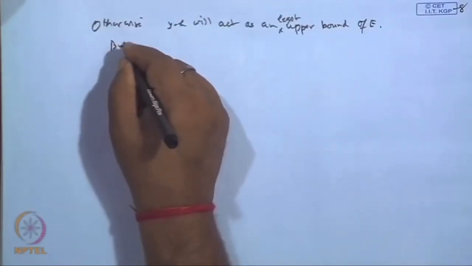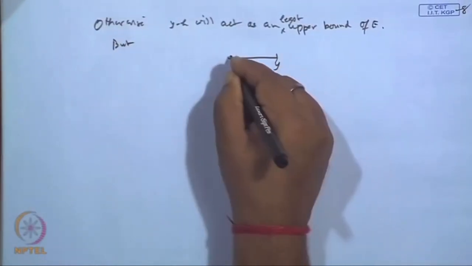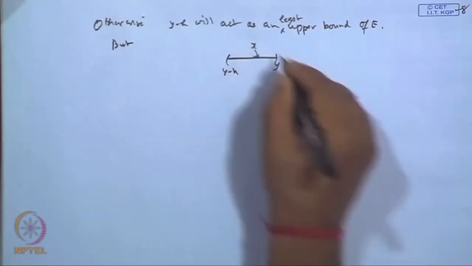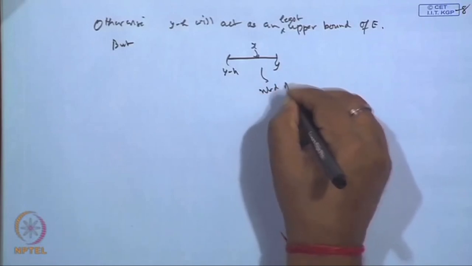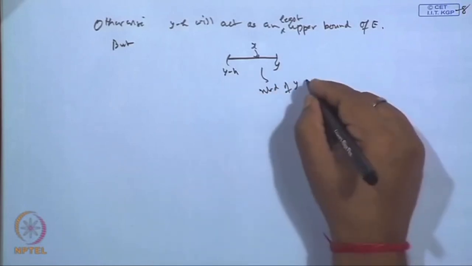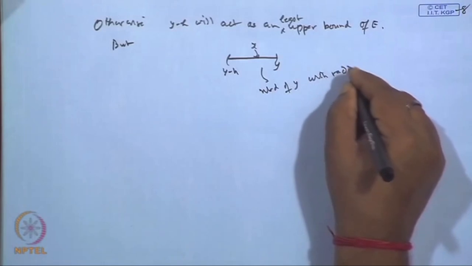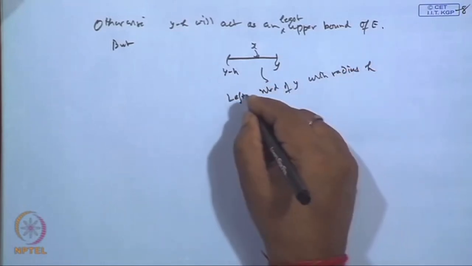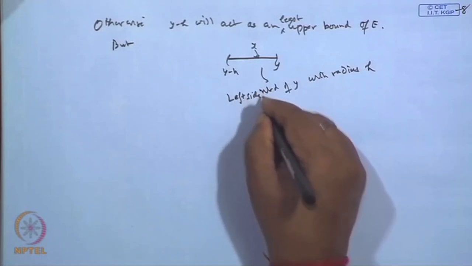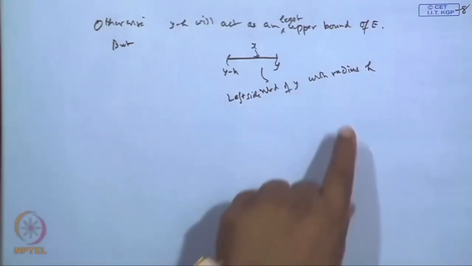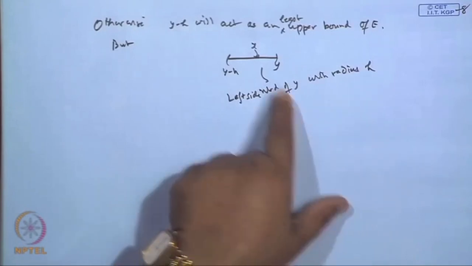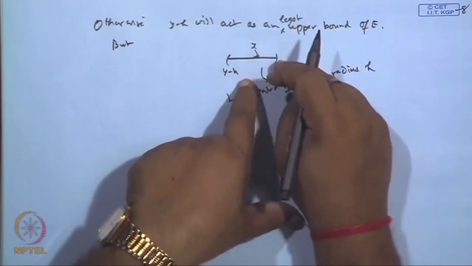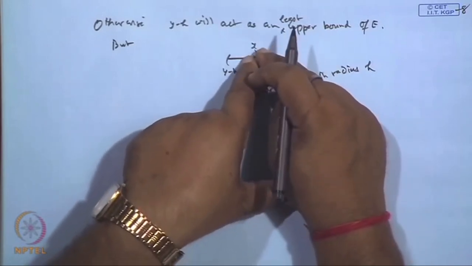But this interval y minus h, is it not where x lies? So, is it not a neighborhood of y with radius, say, h? It is the left side neighborhood of y with radius h. So there exists a neighborhood of y which includes the point x. It means every neighborhood of this y will include at least some point of E.